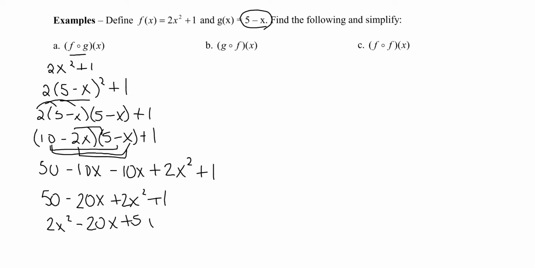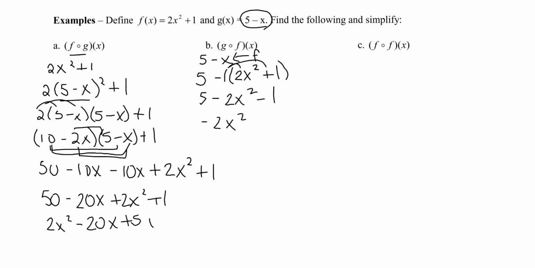Okay. For the next one, it is g composed with f. So I'm going to start with g, which is my 5 minus x, but where there's the x, I'm going to plug in f. So it's really going to be 5 minus, and then because x is a problem, we're going to put parentheses, 2x squared plus 1. And what we have to do here, remember that negative outside the parentheses means it's a negative 1, and you have to distribute it on the inside. So it will be 5 minus 2x squared minus 1, which will simplify to negative 2x squared, and it will be 5 minus 1, so plus 4. And that's our final answer.